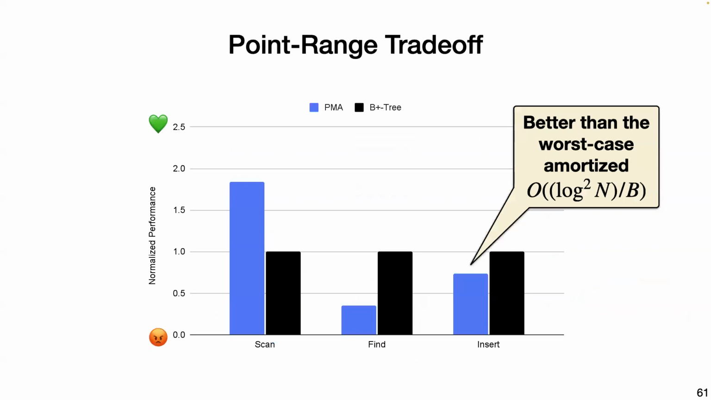This is a small plot to show you what I'm talking about. Normalized performance, up is good, blue is PMA, black is B plus tree. You can see that the scan performance for the PMA is almost 2 times better than the B plus tree, even though in the ideal cache model or in the DAM, they're equal. But as the theory tells us, the find and the insert are worse compared to the B plus tree. So in addition to this query-insert trade-off, there's also this range-point trade-off, where scan is a range operation and find and insert are point operations.